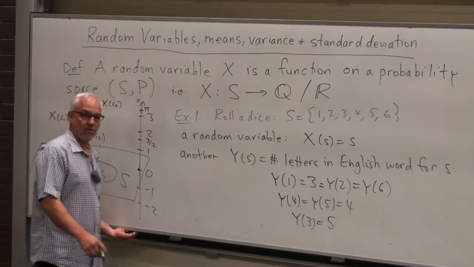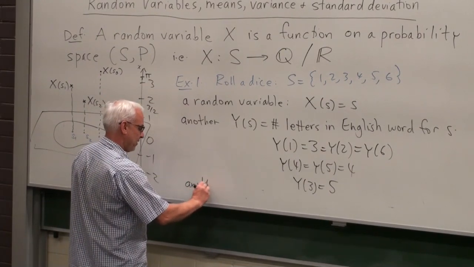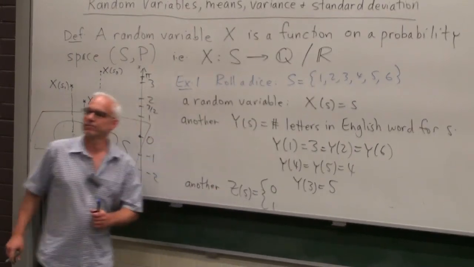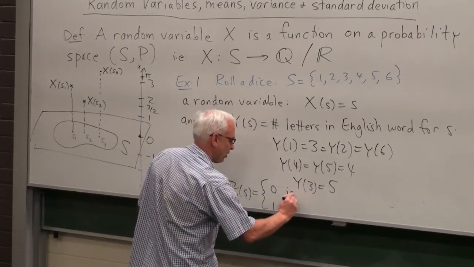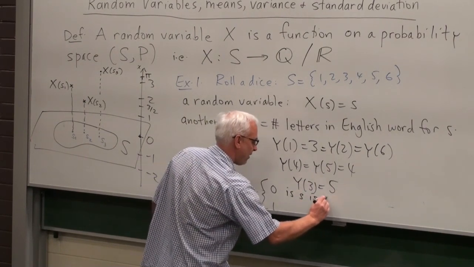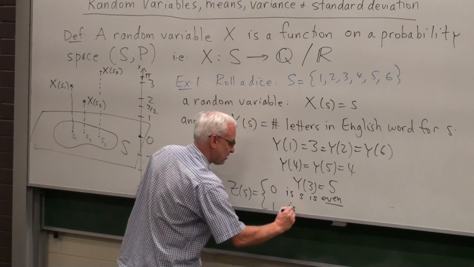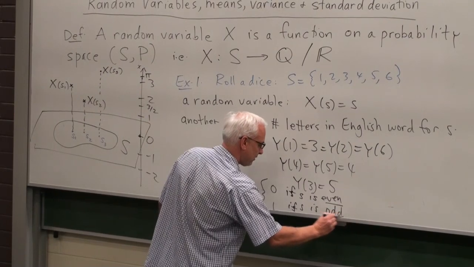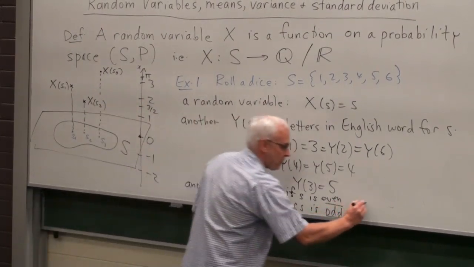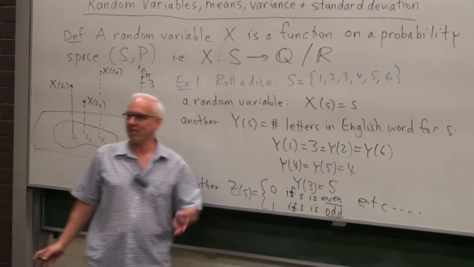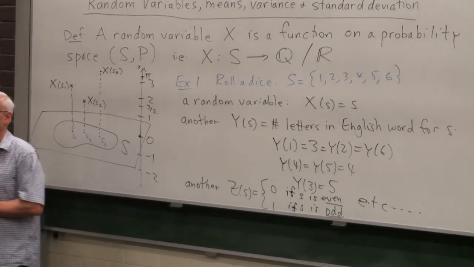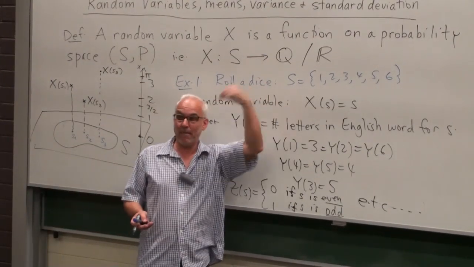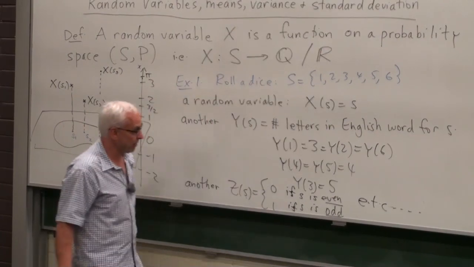We could define all kinds of other random variables. Another might be Z of s equals 0 or 1. 0 if s is even, and 1 if s is odd. Okay? And there would be many other possible random variables that we could define on this relatively simple probability space. Okay? The crucial thing is that we have to input an s and we have to output a number. That's all the requirement.